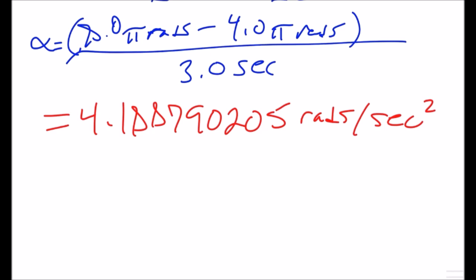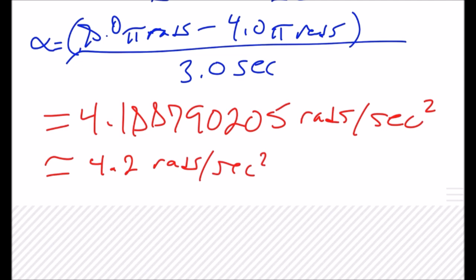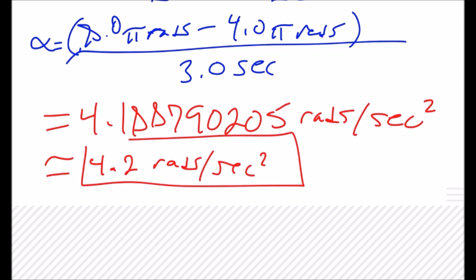Okay, now we want the sig fig answer. So how many sig figs should we have? 2. Very good. All right, Mark, so what's the answer? All right, very good. Radians per second squared. Nice. Does that make sense to everybody? Is that super easy or what?